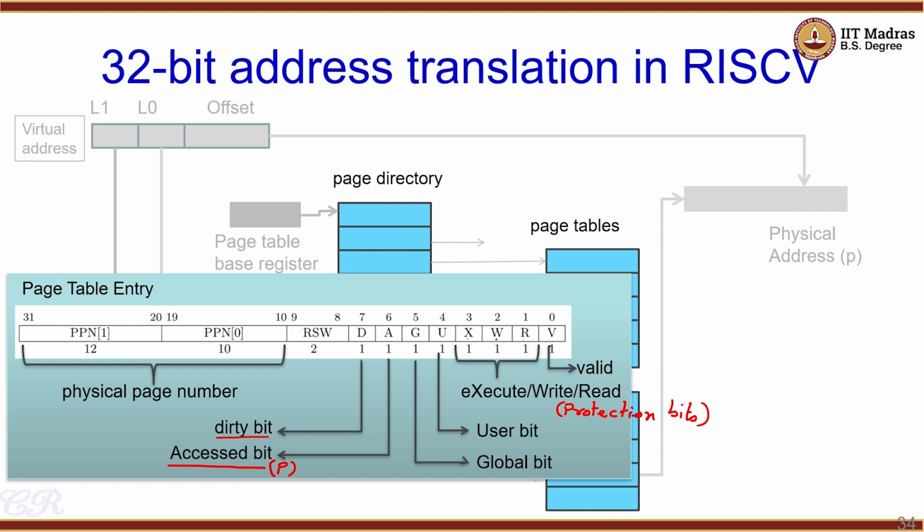The valid bit indicates whether that particular entry is valid or not. If it is set to 0, it means that the entry is invalid. If it is set to 1, it means that particular entry is valid.